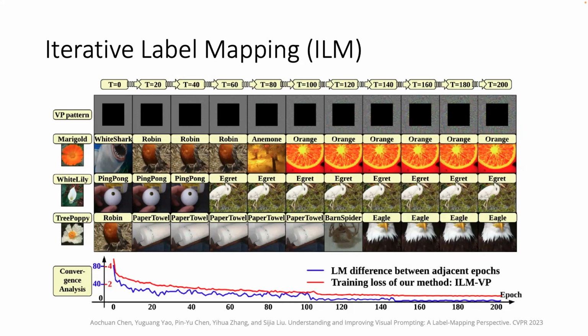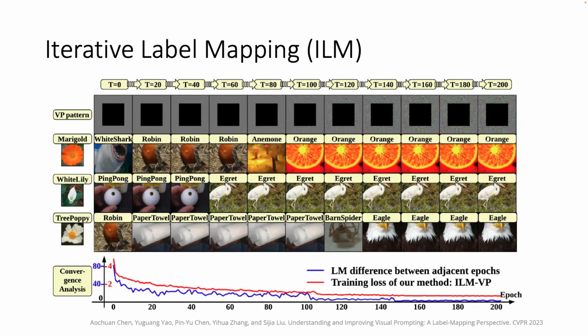As the training evolves, eventually we are able to find some source labels that share very high semantics with the target label. For example, the target label marigold looks like this. After this iterative label mapping, we're able to find a source label, orange, that actually shares very high semantics with marigold.